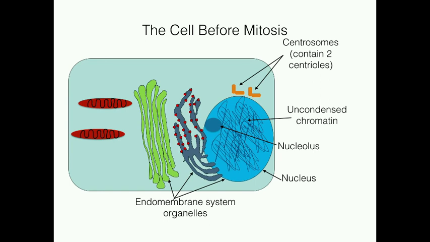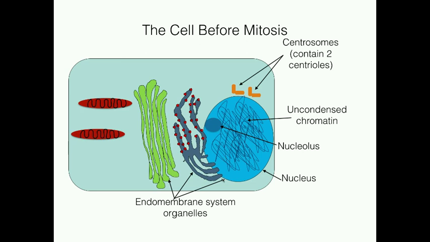So this is a cell, all right? This is a cell before mitosis. It has some important cellular features. We've got a nucleus. That nucleus contains uncondensed chromatin. So this is chromatin, DNA plus protein, that's unwound so that it's accessible. And in this state, you can't actually see individual chromosomes with a microscope. It's basically all unpacked and spread all over the place.